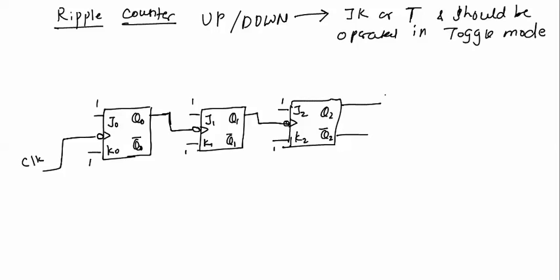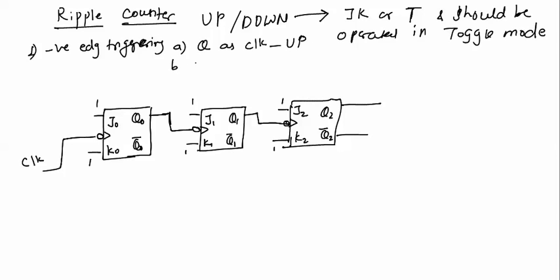Now remember one thing, by seeing the design we can determine whether it is an up counter or a down counter. There are some fixed connections. First, for negative edge triggering, if Q is applied as a clock to the next flip-flop, surely it will be an up counter. Second case, if Q bar is applied as a clock, in this case the counter will be a down counter, means it will count in the down sequence.